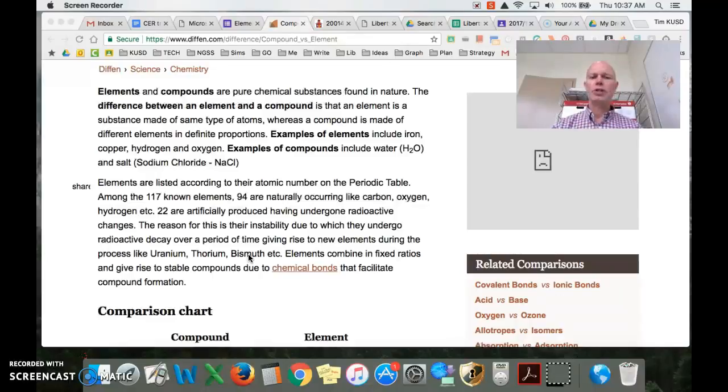Elements are listed according to their atomic number on the periodic table. Among the 118 now known elements, 94 are naturally occurring, like carbon, oxygen, hydrogen, etc. 22 are artificially produced, having undergone radioactive changes. This you don't need to know about, so we'll stop it right there.